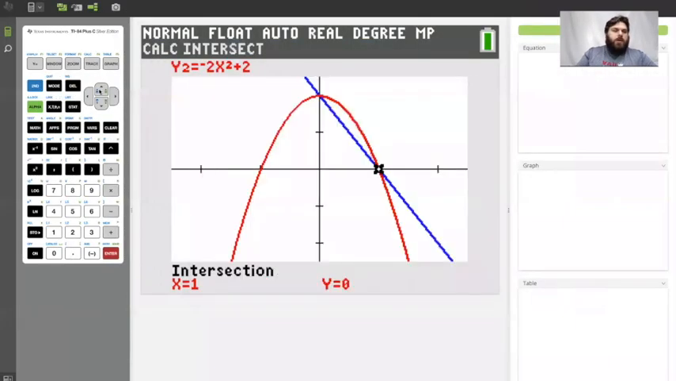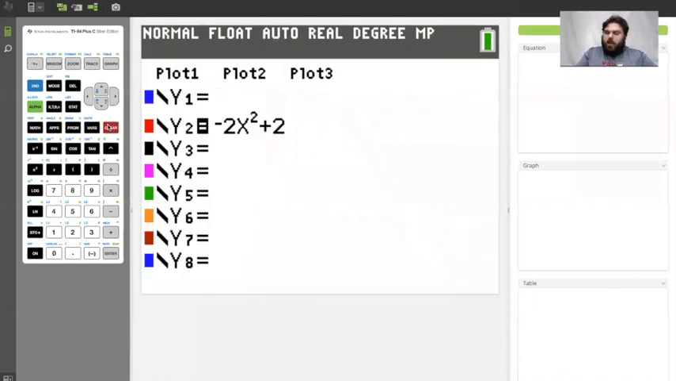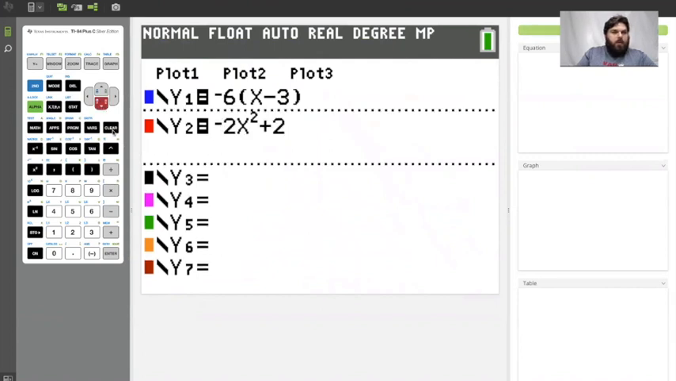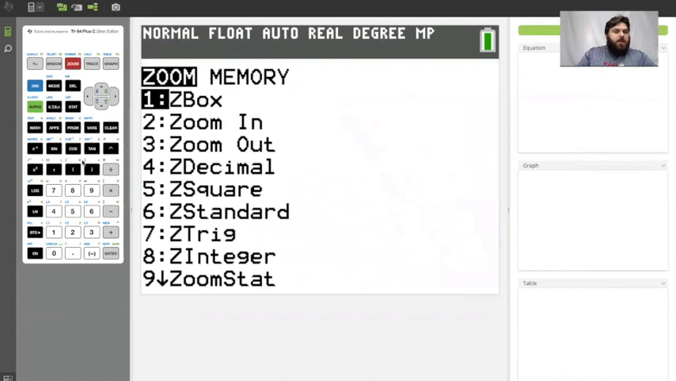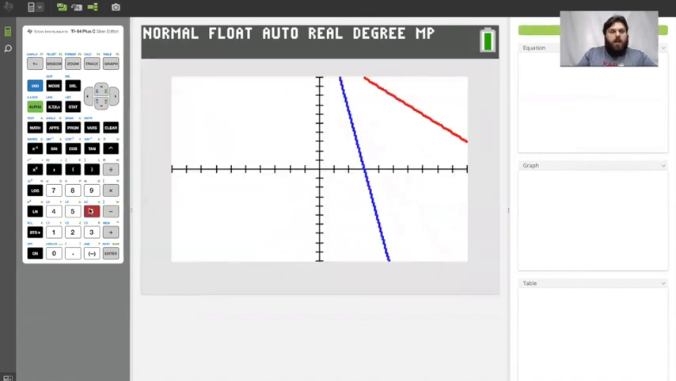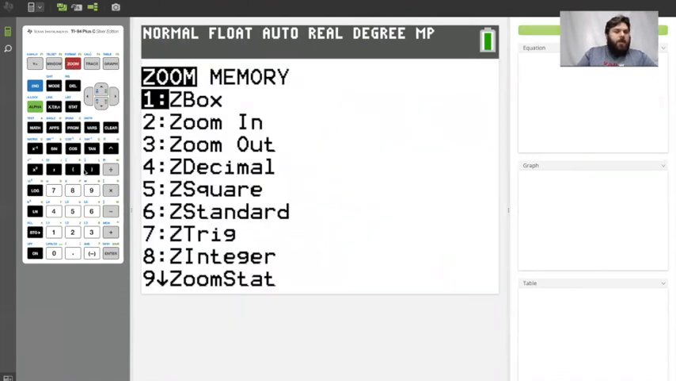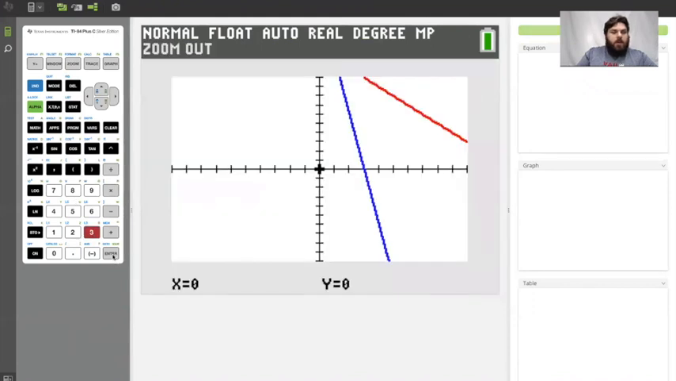So what we could do is we could say, okay, y equals, we graph the left side, negative 6 times x minus 3. Go down here, plot the right side, so negative x minus 5 plus 8. Then you hit graph. Okay, my zoom's all messed up, so I'm going to hit zoom standard. That's zoom 6. There's my two lines. I can't really see what's going on, so I'm going to hit zoom out. Got to hit enter one more time.